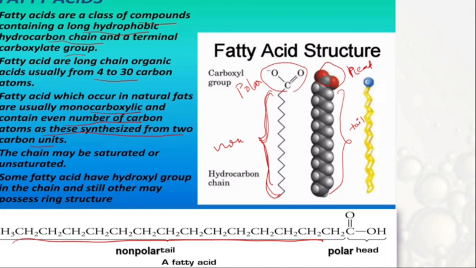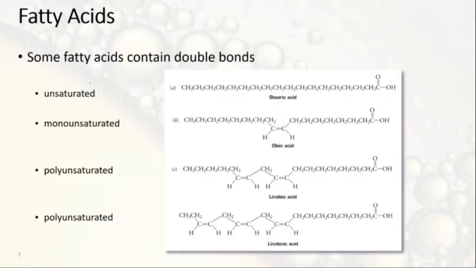Some fatty acids have a hydroxyl group in the chain, and still others may possess a ring structure. So what's saturated and unsaturated? If your fatty acid is saturated, there will be single bonds between the carbons and hydrogens. But if it is unsaturated, you will see a double bond.